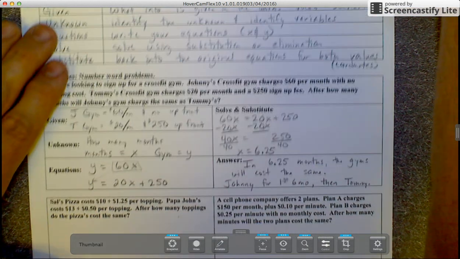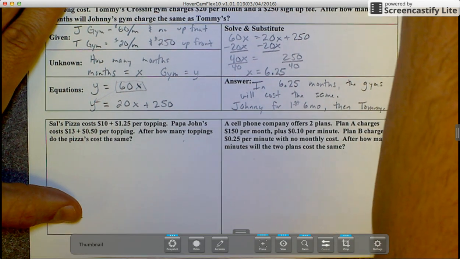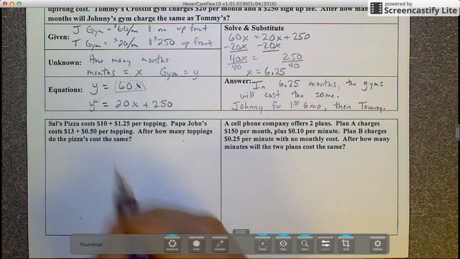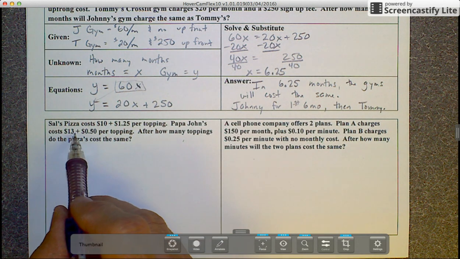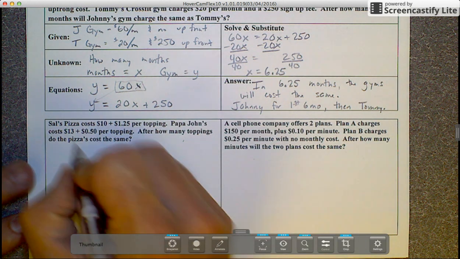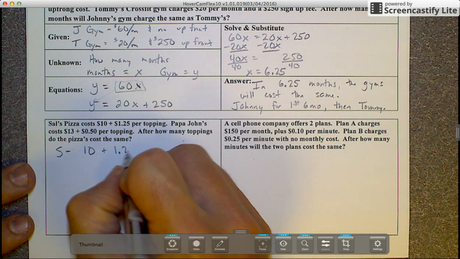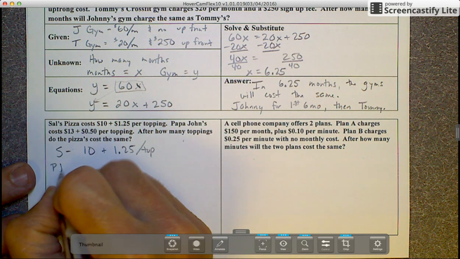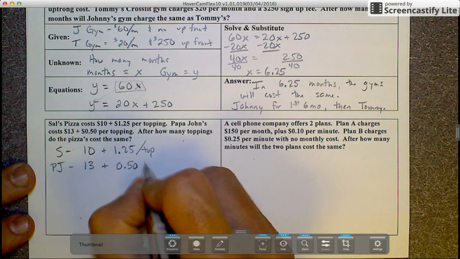Let's look at another one. And I'm going to help set this second one up. And then I'm going to have you finish this one for homework. And then I'm going to have you set up this one over here. So we're going to look at Sal's Pizza. Costs $10 plus $1.25 per topping. Papa John's costs $13 plus 50 cents per topping. After how many toppings do the pizzas cost the same? So we have Sal's Pizza, which is $10 plus $1.25 per topping. And then we have Papa John's, which is $13 plus 50 cents per topping.